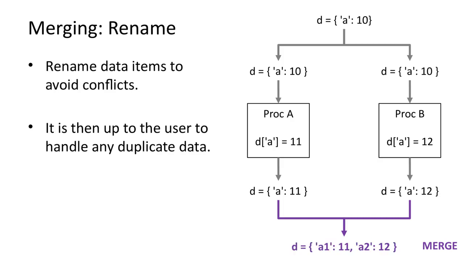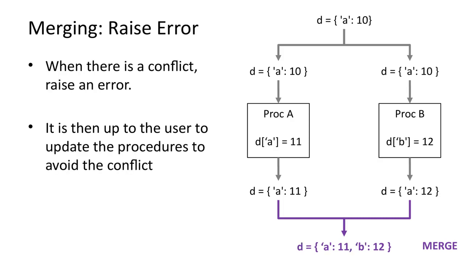One approach is to automatically rename data items to avoid conflicts. It is then up to the user to decide how to handle the renamed data. For example, with a dictionary, one approach would be to merge the two dictionaries, but to rename the keys so that the two sets of data do not overwrite each other. The downside of this approach is that it is more complex for the user. They must manage duplicate datasets.